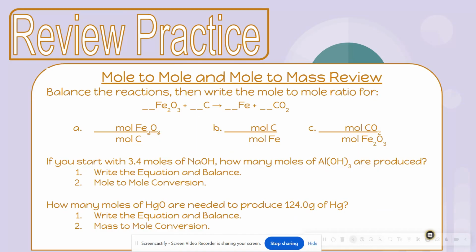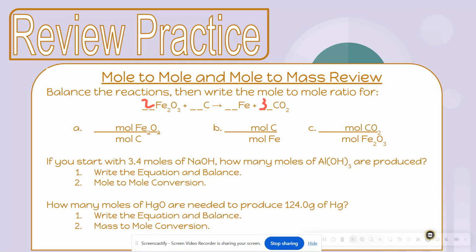Let's take a moment to look at this review. It says balance the reactions, then write the mole to mole ratios for Fe2O3 plus C yields Fe plus CO2. I have 2 O's on one side and 3 O's on the other. So most likely I'm going to have a common multiple of 6. So I'm going to put a 3 here and a 2 here. So now I have 6 oxygen on each side.